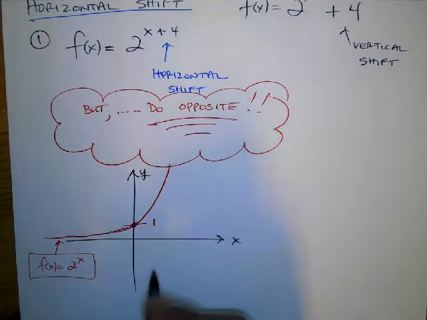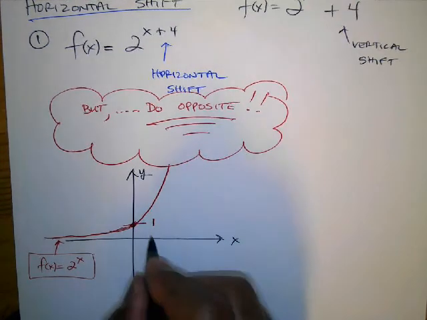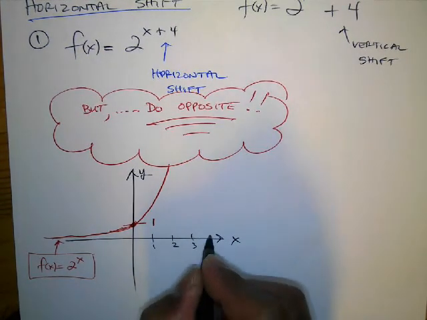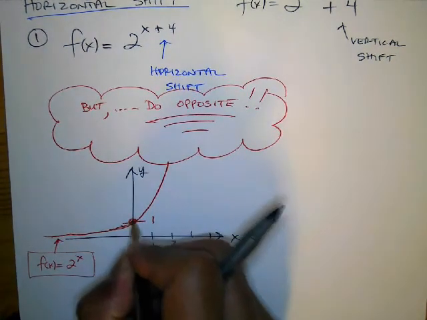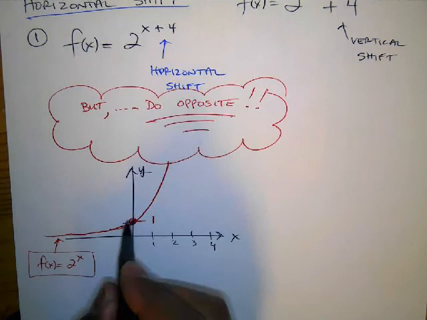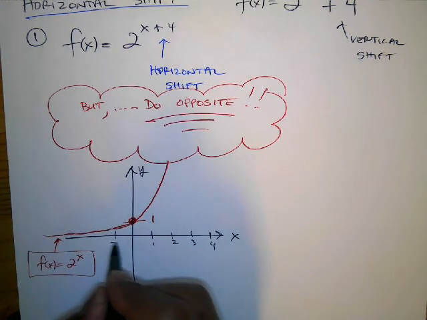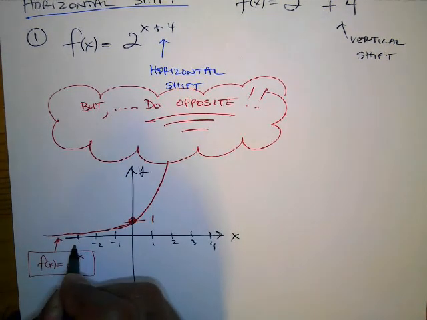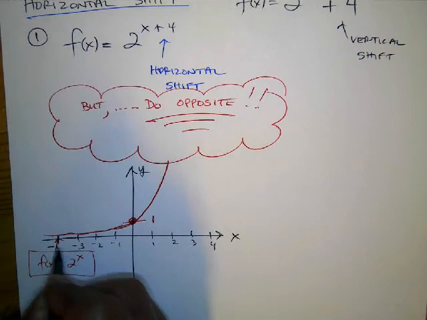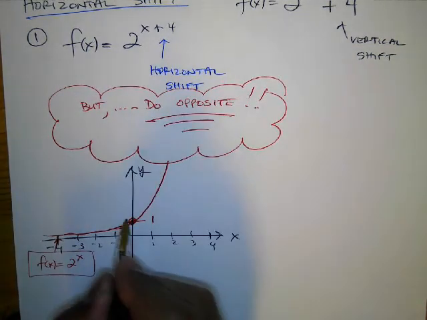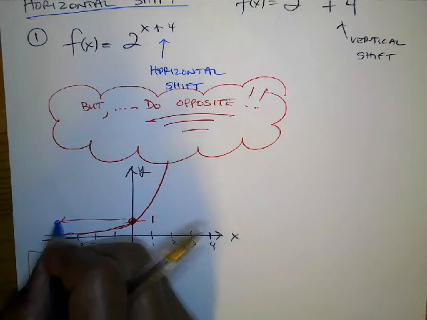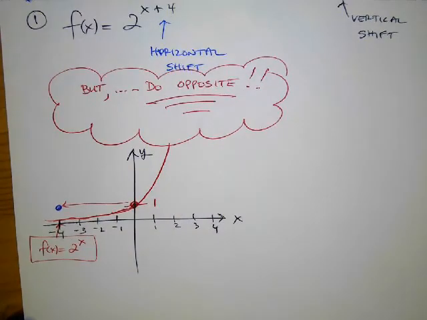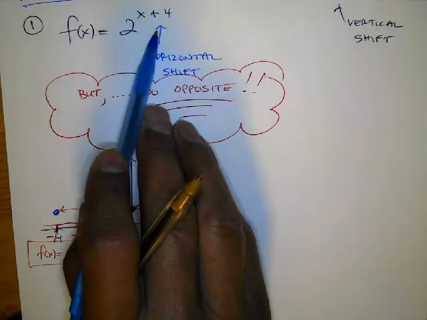Now it says plus 4, but we're going to do the opposite. Remember to do the opposite? So I'm not going to go this way. 1, 2, 3, 4. It's actually going to move, right? You're going to move this dot this way, -1, -2, -3, right here, -4. You're going to move this way 4, and the dot comes to here.